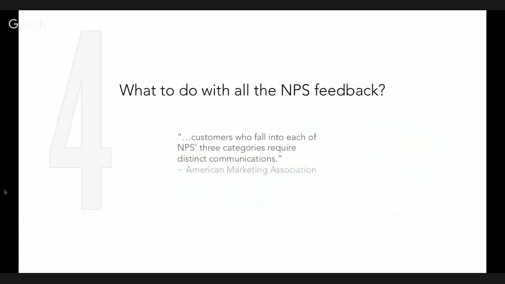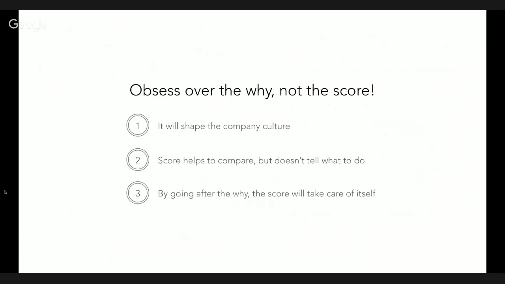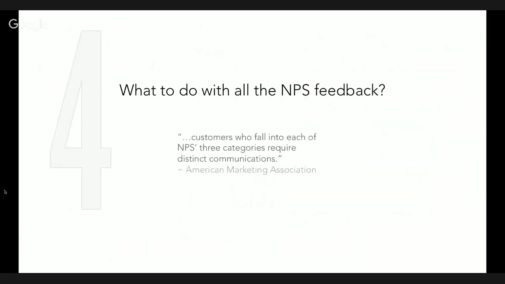So now that you have defined your score and the right methodology of capturing it, what is it that you need to do with all this NPS feedback data? Vivek, what do you have to say about that?